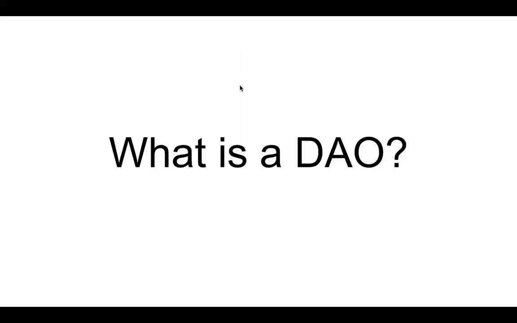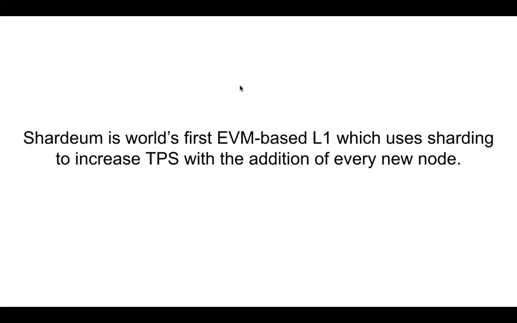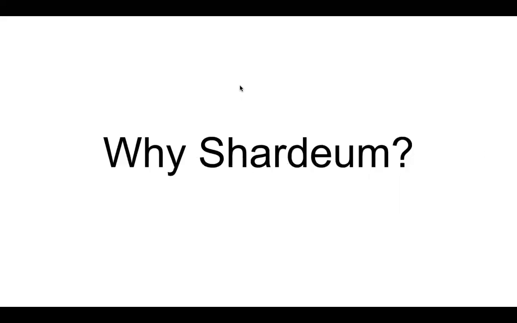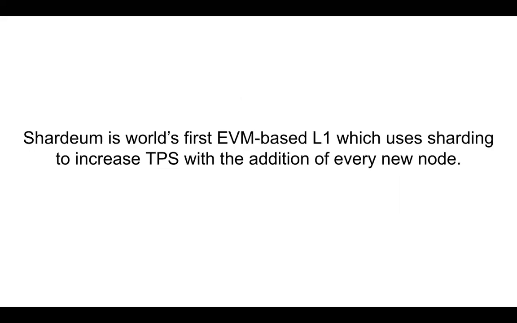And yeah, so why Shardium, right? Why Shardium to use the DAO? Shardium is the world's first EVM-based L1, which uses sharding. So unlike other chains like Polygon and Arbitrum or Optimism, etc., Shardium is not layer 2, which means it's not built on top of Ethereum. It's a separate chain that is using EVM, but the mechanics are totally non-Ethereum reliant, I would say.